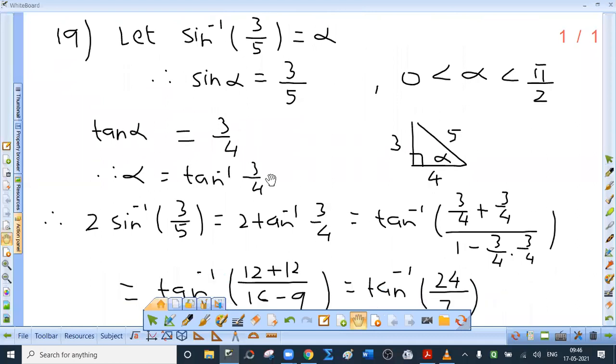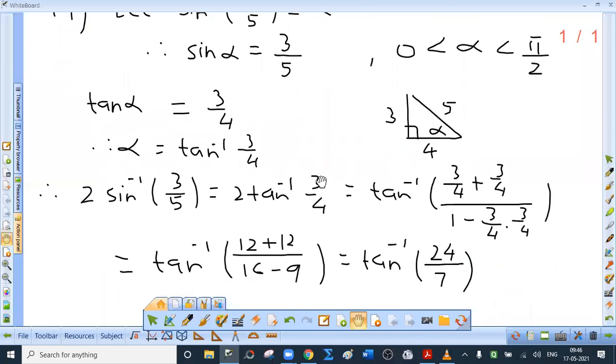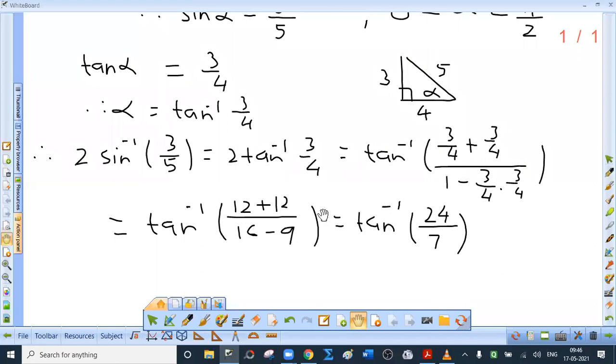So 2 sin inverse 3 by 5 is 2 tan inverse 3 by 4. Now it is 2 tan inverse 3 by 4, that is tan inverse 3 by 4 plus tan inverse 3 by 4. So tan inverse P plus Q upon 1 minus PQ. On simplification, I have multiplied each term by 16. And therefore I get 12 plus 12 upon 16 minus 9. So tan inverse 24 by 7.